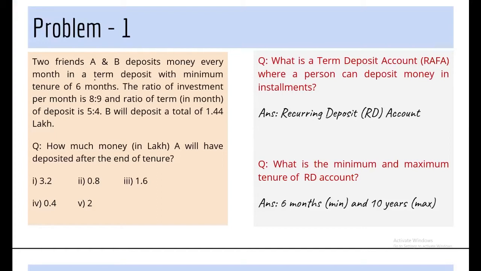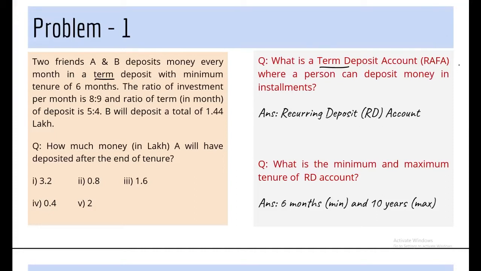Here we got one new term, that is term deposit. What is a term deposit account? A term deposit means a deposit account where money can be deposited for a particular term, a particular time frame. These term deposit accounts are called RAFA accounts. So what is the term deposit account where a person can deposit money in installments? Here A and B deposit money every month in a term, so they are depositing money every month, in installments. That particular term deposit is called a recurring deposit account, an RD account.